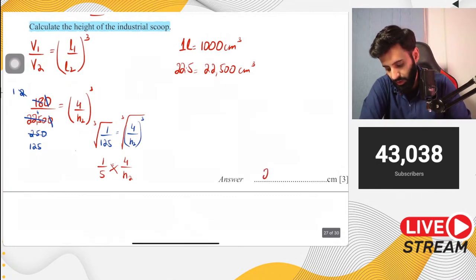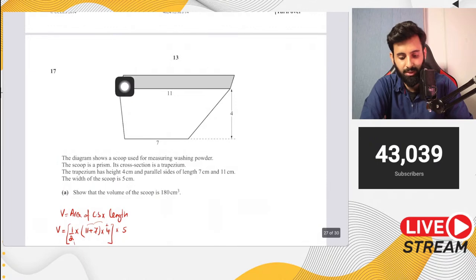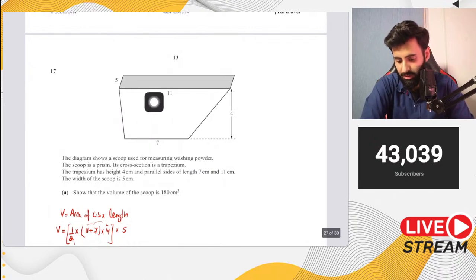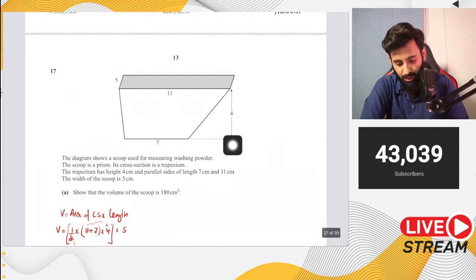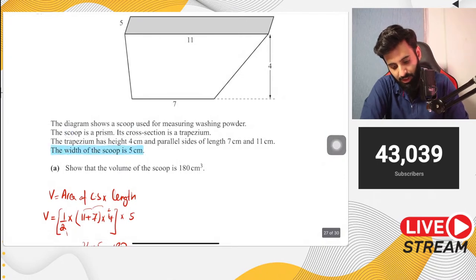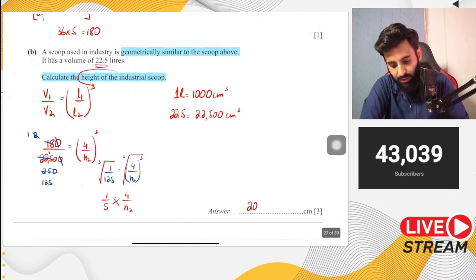That's your answer. Now please note why we're not taking the height as 5: because that is the length of the prism, or you can say the perpendicular distance between the two cross sections, the two trapeziums. What we need to calculate is the height. If you read the question, it says the width of the scoop is 5 centimeters and the trapezium has height 4 centimeters. That is why we're taking 4 centimeters and not 5 centimeters. And what do we have to calculate over here? The height of the industrial scoop.